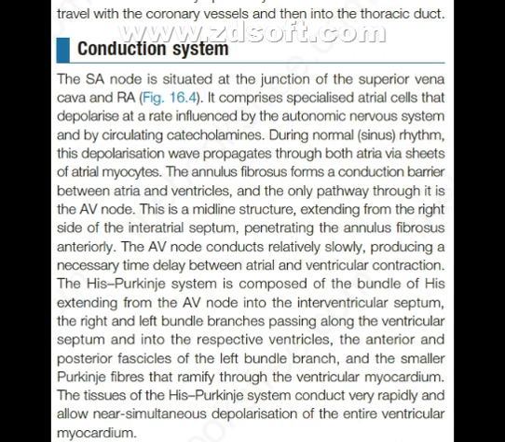The His-Purkinje system is composed of the bundle of His extending from the AV node into the interventricular septum, the right and left bundle branches passing along the ventricular septum and into the respective ventricles, the anterior and posterior fascicles of the left bundle branch, and the smaller Purkinje fibers that ramify through the ventricular myocardium. The tissues of the His-Purkinje system conduct very rapidly and allow near simultaneous depolarization of the entire ventricular myocardium.